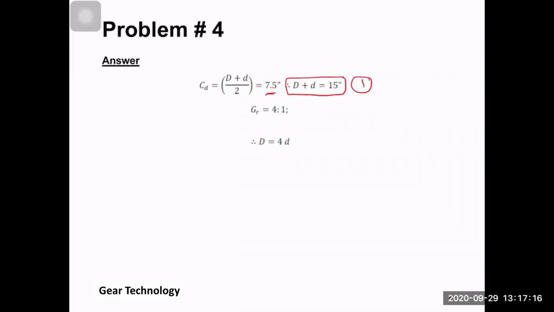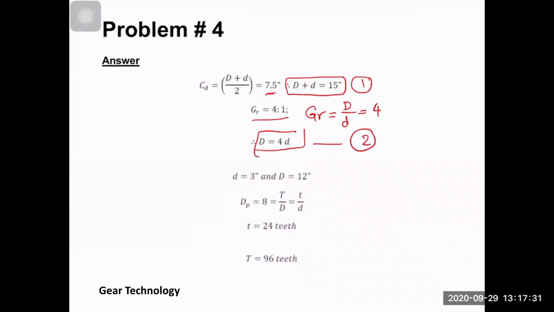And then based on the gear ratio, we know that the gear ratio is equal to capital D over small d, which is 4, right? So capital D is equal to 4d, and this is your second equation. You just need to solve these two equations simultaneously. Once you solve these two equations, you have the diameter of the pinion as 3 and the diameter of the gear as 12, right?